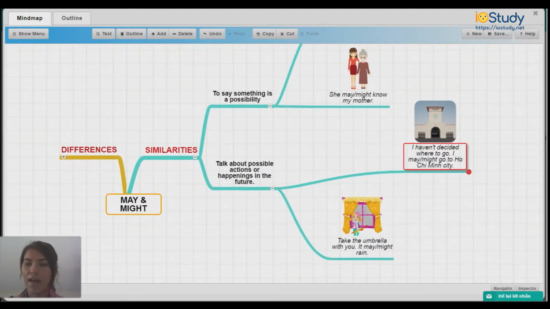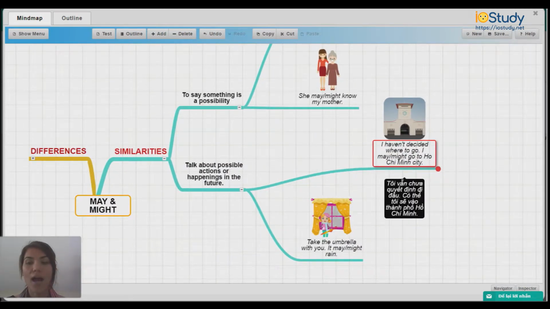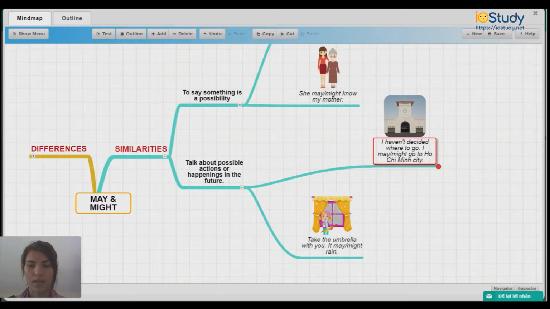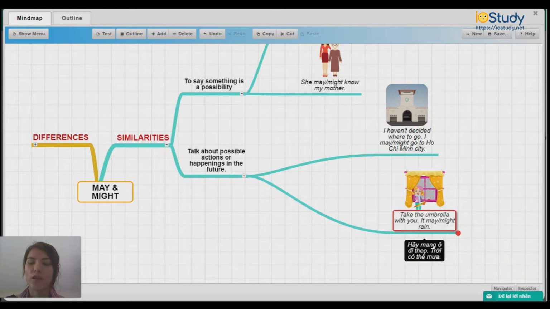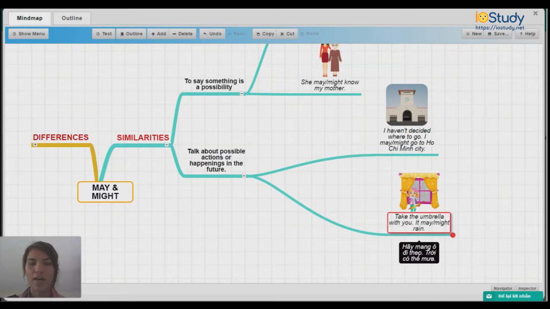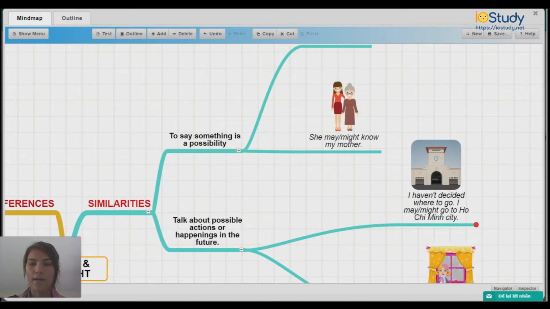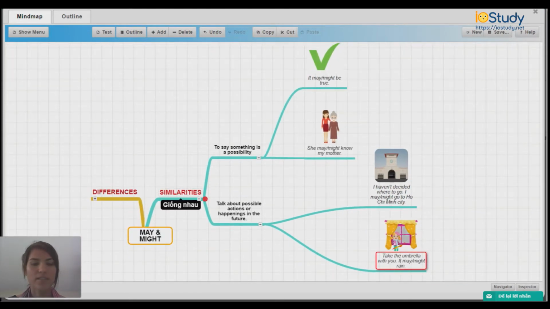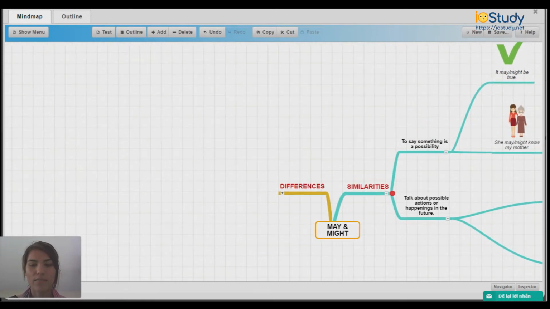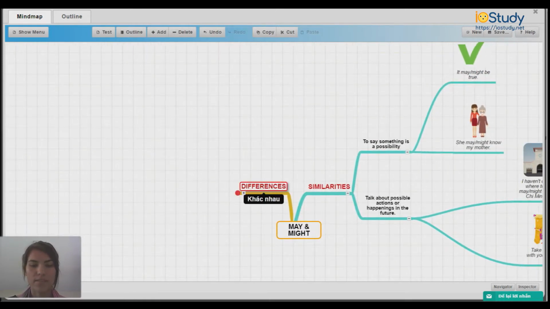To talk about possible actions or happenings in the future, I haven't decided where to go. I may or might go to Ho Chi Minh City. And option number two, take the umbrella with you. It may or might rain. So as you can see in all of these sentences, may or might works in them both. So these are similarities. Now let's go over to this side and talk about the differences.